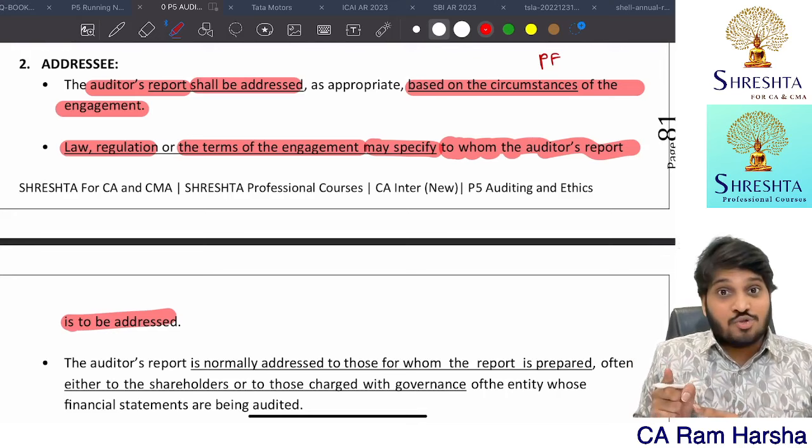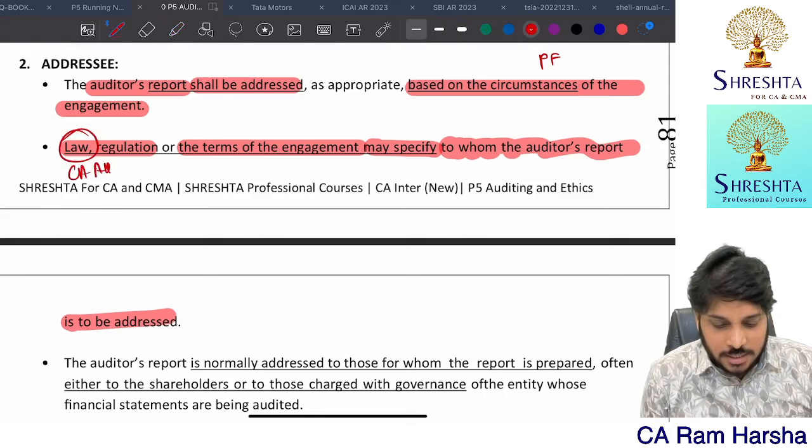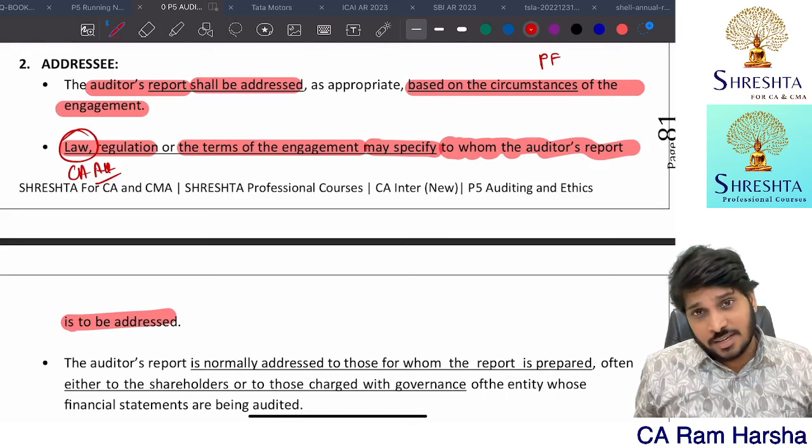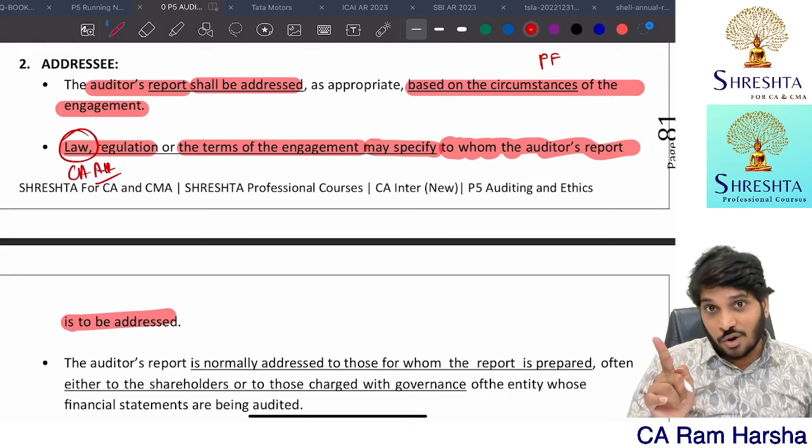ICAI, there is a law called the CA Act. Inside that law, probably some regulations might be there. Those regulations may say that the auditor has to report the audit report to the council. So that's why they use the word council. Getting the point? Terms of engagement.